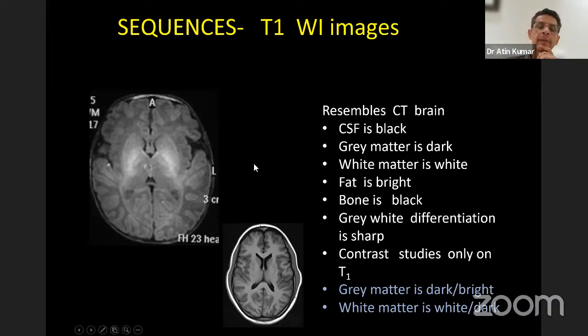Also, T1 weighted images are required whenever we are giving contrast. In MR, when you are giving contrast, which is the dye which we give, in CT we give iodinated contrast, in MR we give contrast which contains gadolinium.